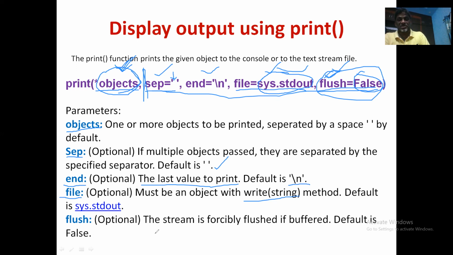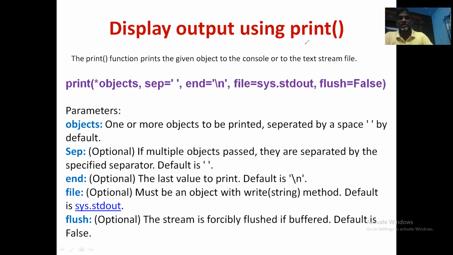The last one is flush. The stream is forcibly flushed if they are already buffered. Okay, so the buffered stream is flushed out with this option if you set it as true here. By default, it is going to be false. That means the buffer will not be flushed out. Okay, so this is the syntax of the print function. Maybe you may not clearly understand what is exactly happening. You will get a clear idea once you go through some examples now.